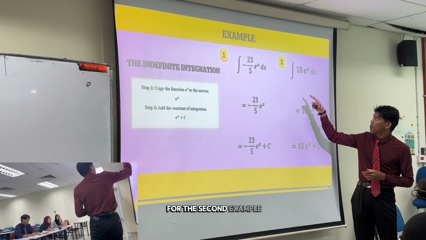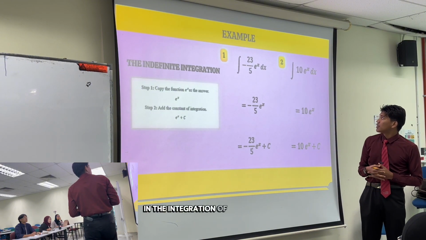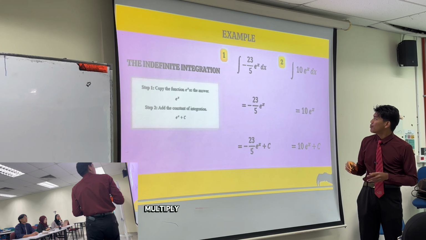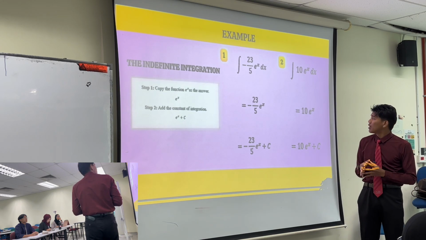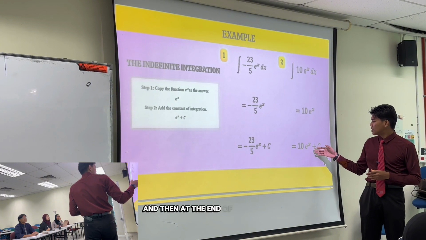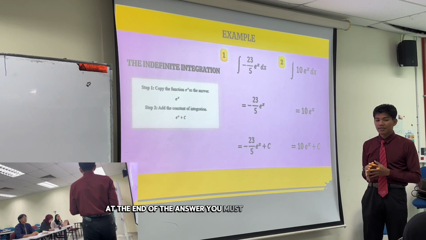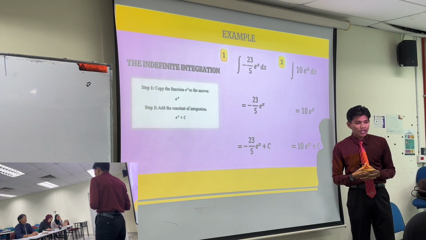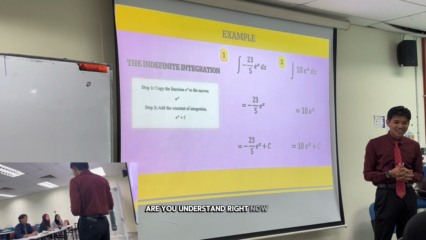For the second example, in the integration of 10 multiplied by e to the power of x dx, first you must copy the original function, and then at the end of the answer, you must add the constant c. Do you understand right now? Yes. Okay.